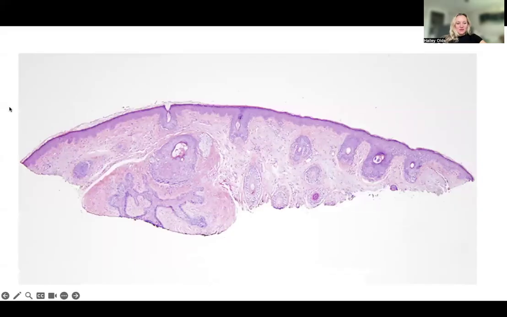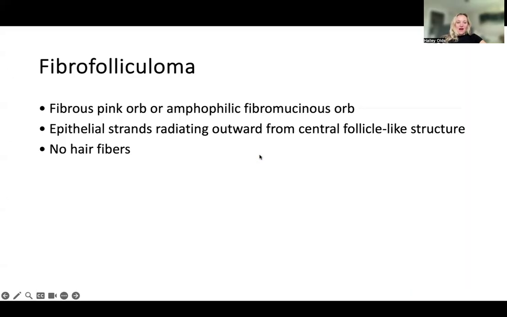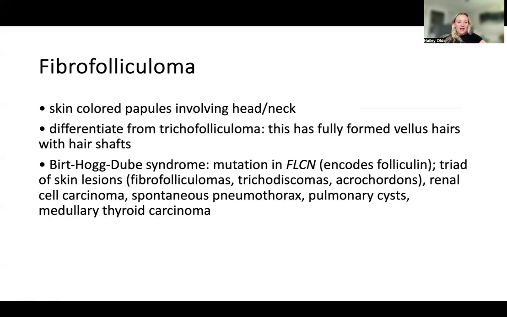Okay, next one. So the big thing you notice is you have this big, what they call fibrous orb with some basaloid strands within it. So this one is fibrofolliculoma. So you have a fibrous pink orb with epithelial strands. This is associated with Birt-Hogg-Dubé as well. And then the way you differentiate it from a trichofolliculoma is that this has fully formed vellus hairs within the hair shafts. And they're usually just little skin-colored papules on the head and neck.